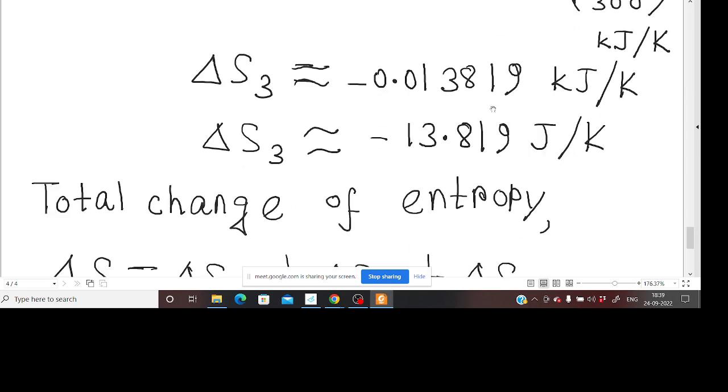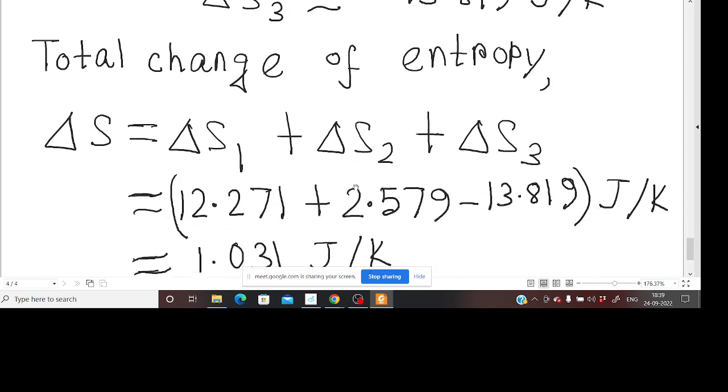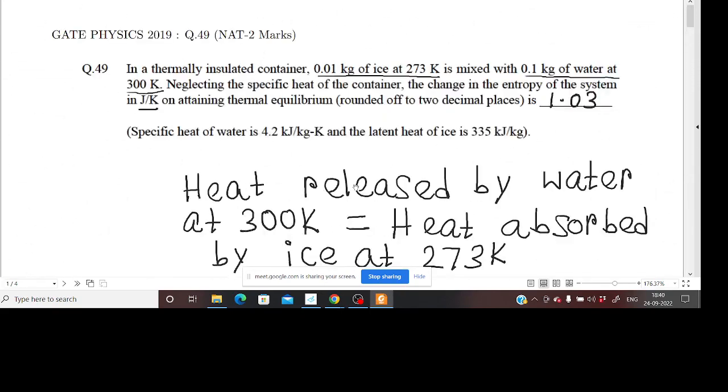Again write it in units of joule per Kelvin, and so the total change of entropy is equal to delta S1 plus delta S2 plus delta S3. The first two terms are positive and the third term is negative. Just put the values as they are and calculate, and it turns out to be 1.031 joule per Kelvin. Now in this question you need to write this answer up to 2 decimal places, so the answer will be 1.03 joule per Kelvin.